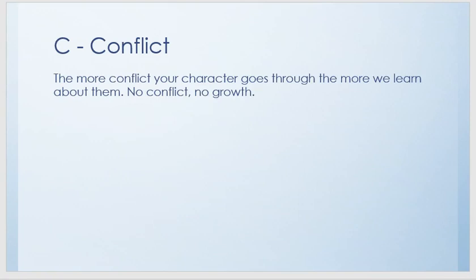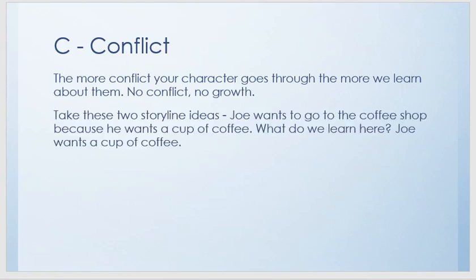The more conflict your character goes through, the more we learn about them. If there's no conflict, there's no growth. Take, for example, these two storylines. Joe wants to go to the coffee shop for a cup of coffee. So Joe goes to the coffee shop, gives his order, gives the lady his money, and walks away with his coffee. So what do we learn about Joe from that? All we learn is that Joe is just a normal person who likes coffee, and he has the money to pay for coffee. He pays for his cup, and Joe walks out. And that's all we know about Joe.